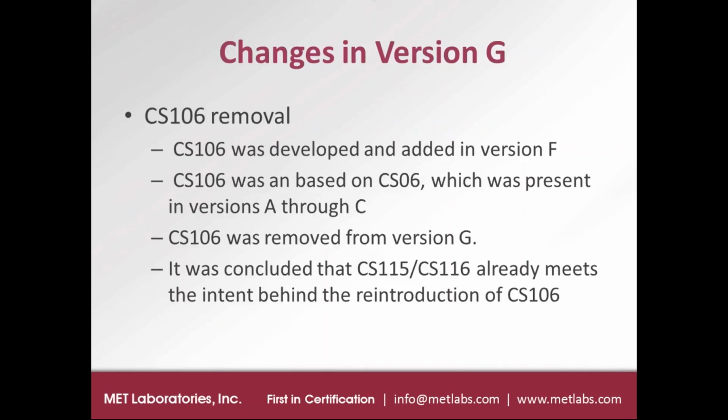So one of the big changes in version G was that a test method was removed, CS106. CS106 is a conducted susceptibility pulse test. It's kind of like a double exponential waveform pulse. It was actually developed and added just in the previous version, F. In version F, they explained that CS106 was based on an older test method from the early versions of MIL-STD-461, versions A through C, where they just had a 4-digit test designator name, and it was called CS06 there. So CS106 was just a slightly modified version of CS06, but in version G they decided to remove it again, so it was only in version F.